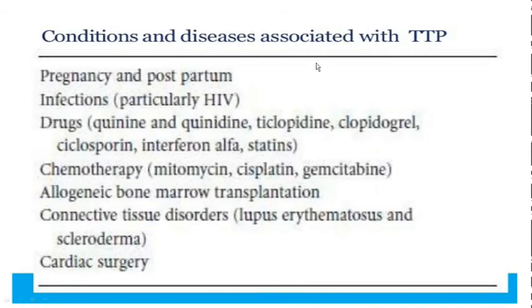So conditions and diseases which are associated with TTP or predispose to TTP are pregnancy, postpartum infection, drug-induced causes, chemotherapy, allogeneic bone marrow transplants, connective tissue disorders, or cardiac surgeries.